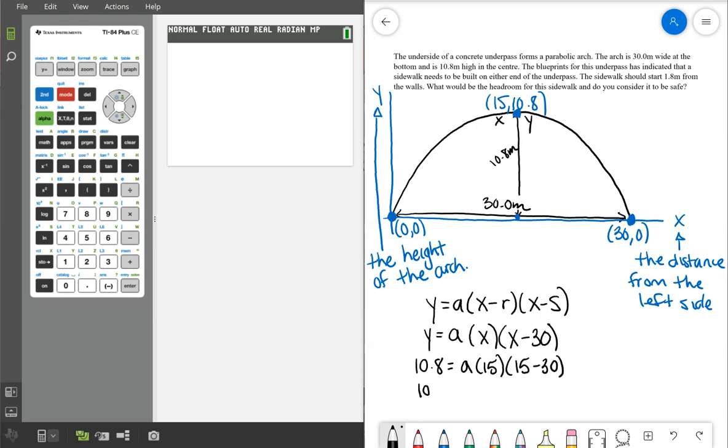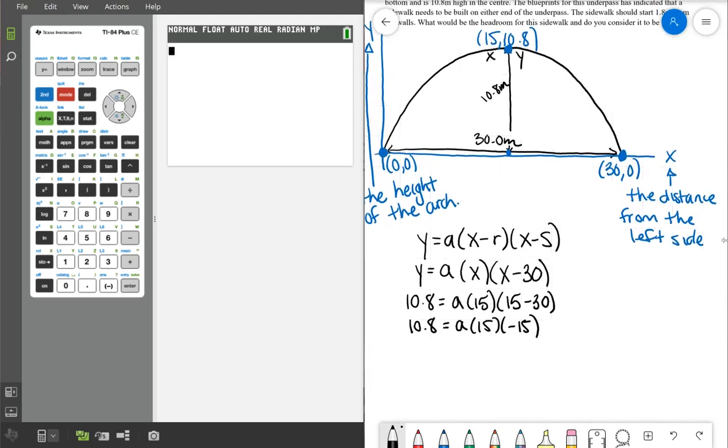Cleaning this up a bit, we have 10.8 equals a times 15 times negative 15. 15 times negative 15 will give us negative 225. So what we'll have here is negative 225 times a. To get a by itself, what I want to do is divide by 225 on both sides. So we'll have 10.8, and we're going to divide by negative 225.